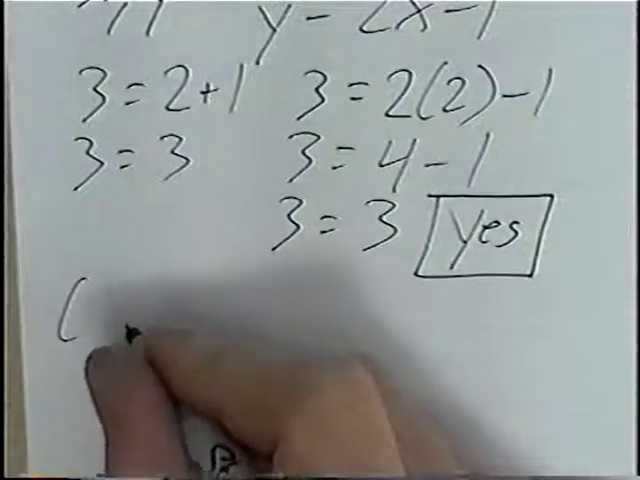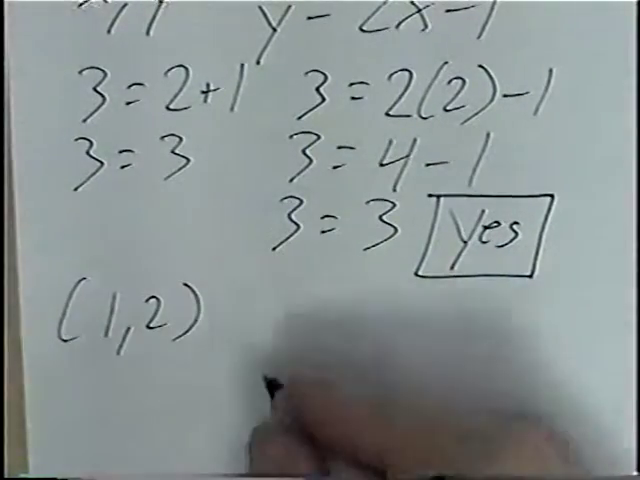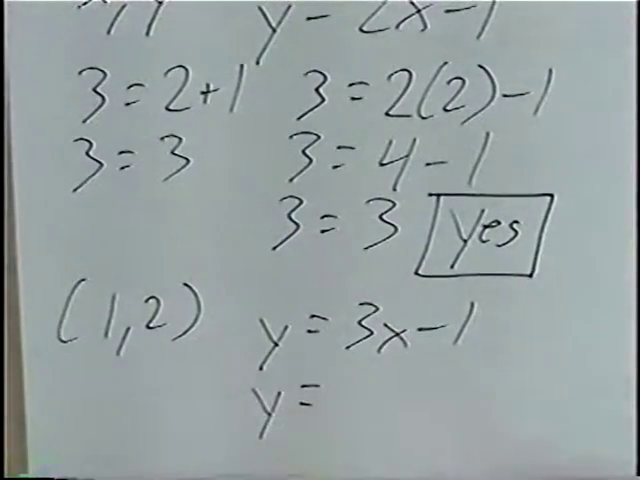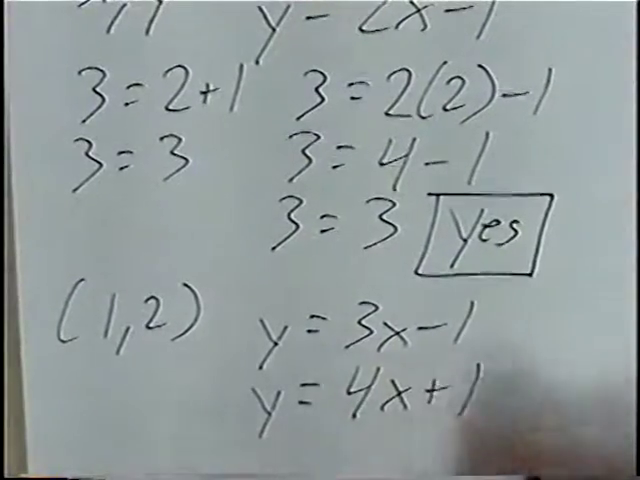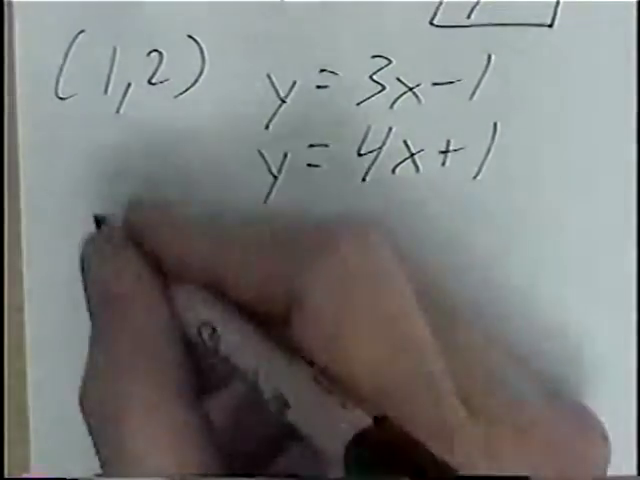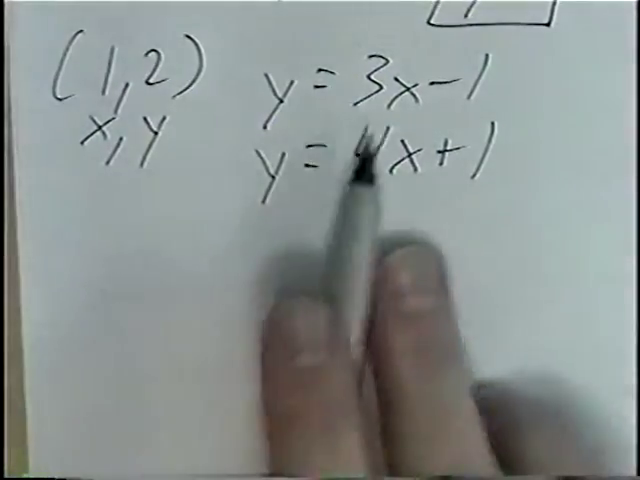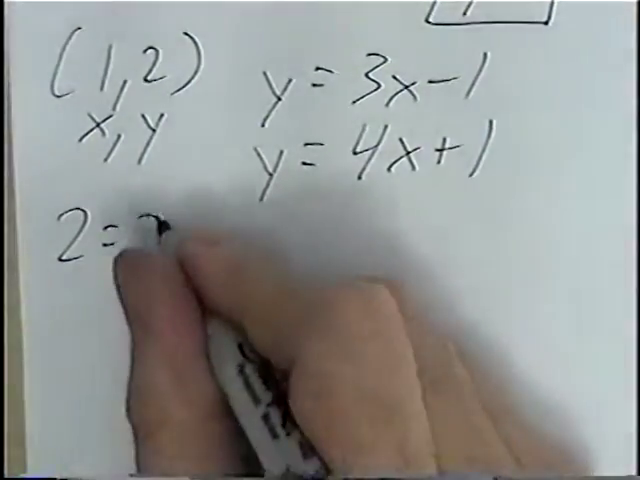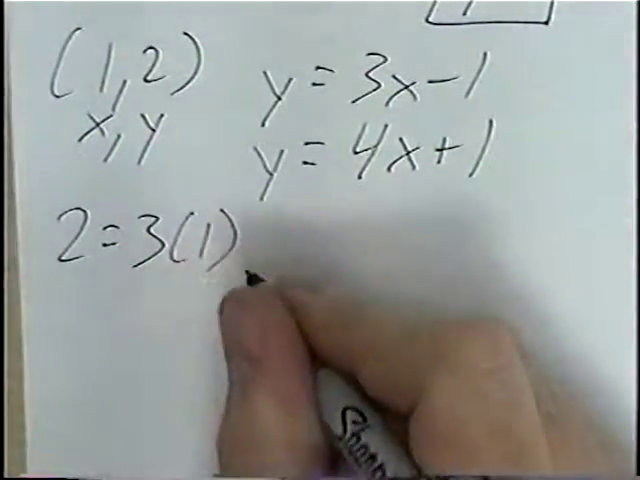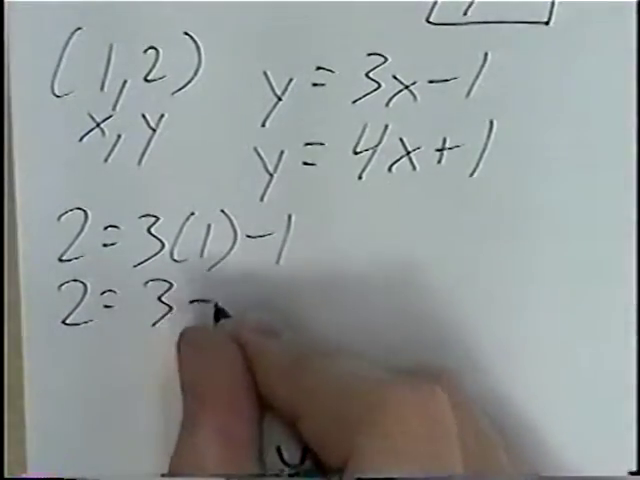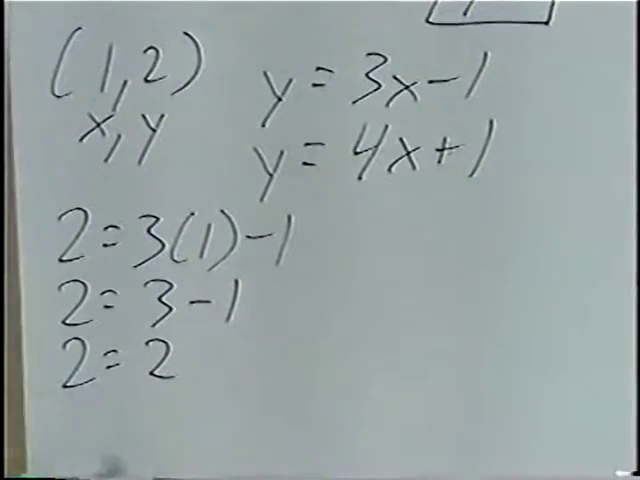First point is (1, 2). And the first equation, y equals 3x minus 1. And the second equation, y equals 4x plus 1. Again, to solve this, we'll take the point (1, 2), which are again x and y, plug it into each equation. The first equation, y is equal to 2, 3 times x, or 3 times 1, minus 1. Simplifying, 3 times 1 would be 3, and 3 minus 1 would be 2. So 2 equals 2, which works for the first equation.